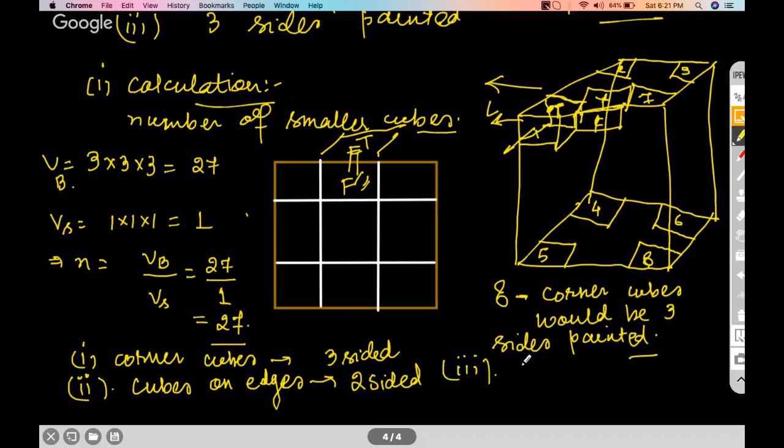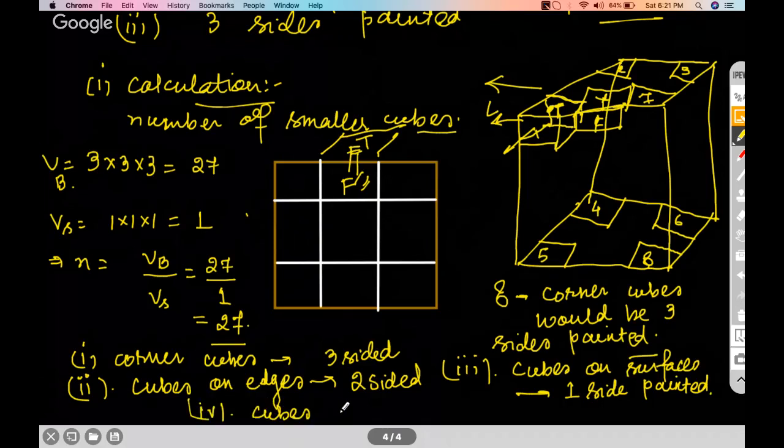Third is cubes on surfaces, that would be one side painted. And fourth would be cubes inside the bigger cube, that would be zero sides painted. Just write it down, I am explaining everything.